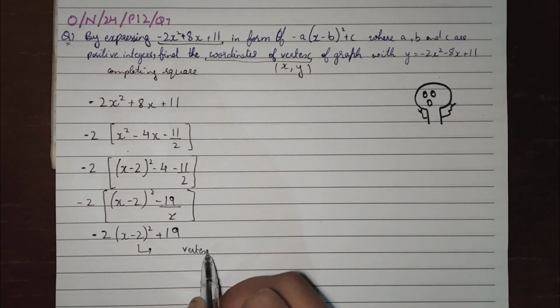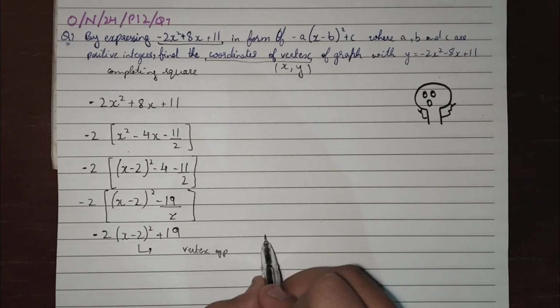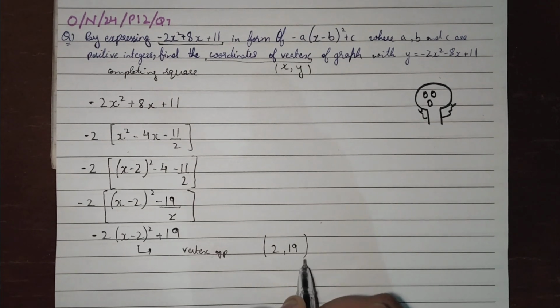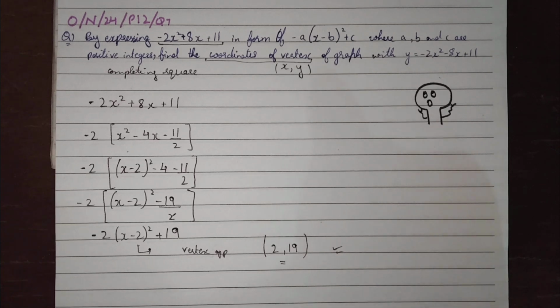Now in order to find the coordinates, just remember that the value in the bracket with x is the value of x, but we change that sign. So we take the opposite sign of what is written in our equation. This way we're going to get positive 2, and the y value would be anything that is outside the bracket. In this scenario it's 19, so our coordinates would be 2 comma 19.